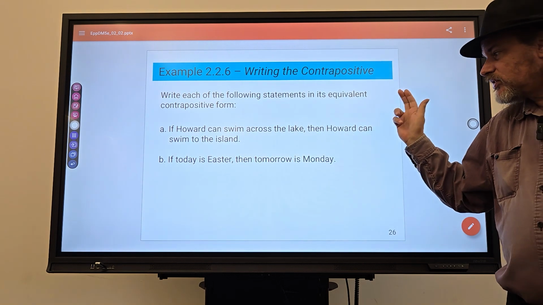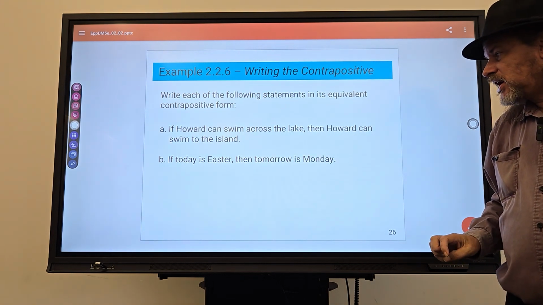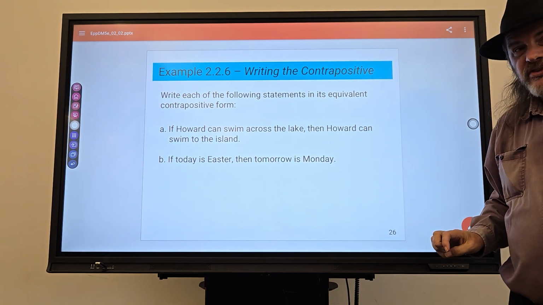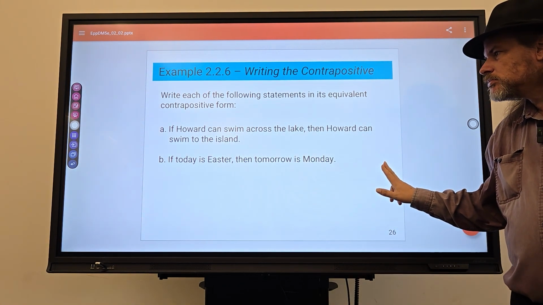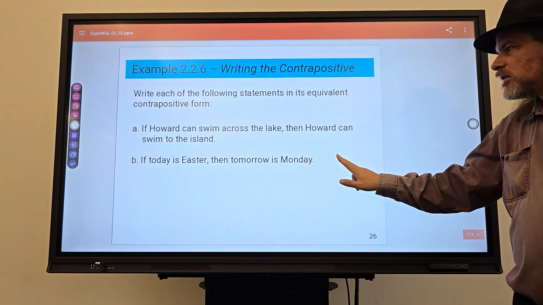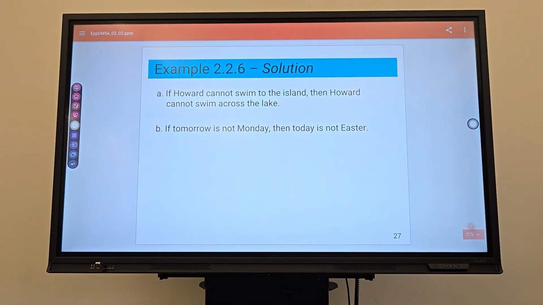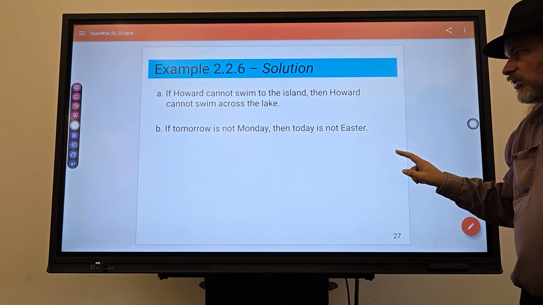If today is Easter, then tomorrow is Monday. If tomorrow isn't Monday, then today isn't Easter. Because Easter is always on a Sunday. So, there you go. So, there's the solutions.